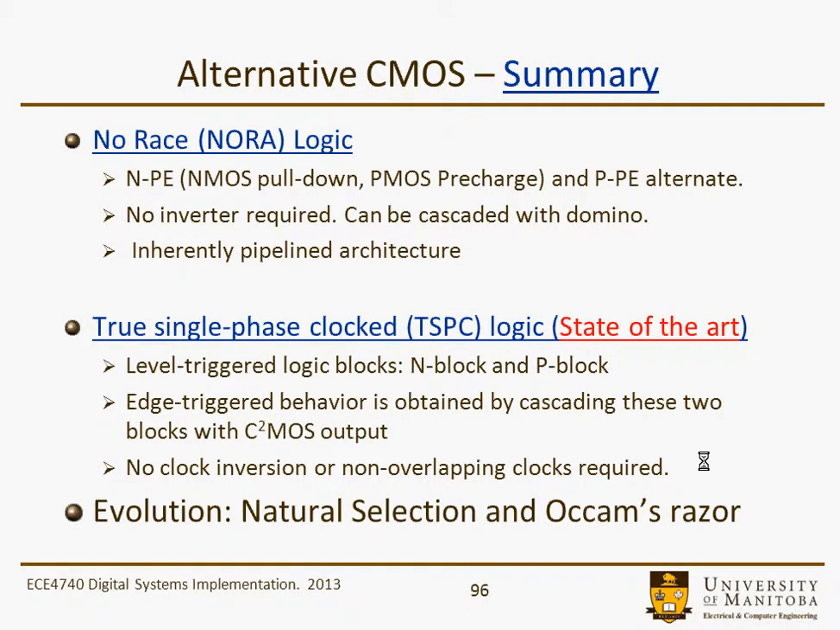We looked a little bit at NORA, which was the cascade of the N-type dynamic logic followed by a P-type dynamic logic. So it allowed it to be cascaded quite easily, and it basically compared to domino and other types of structures that we looked at. And then just briefly looked at the true single-phase clock logic, which is really the state of the art. Probably if you have any type of dynamic registers, they're going to be of this nature here. And this is a very nice structure, because you can build edge-triggered behavior attained by cascading two of those blocks with the C-squared MOS output.